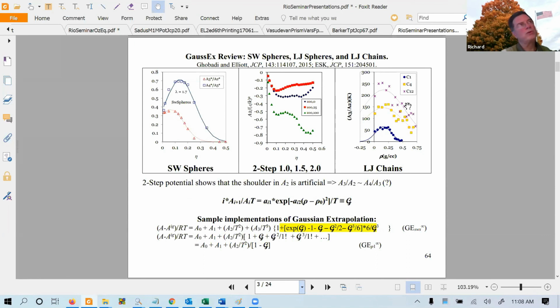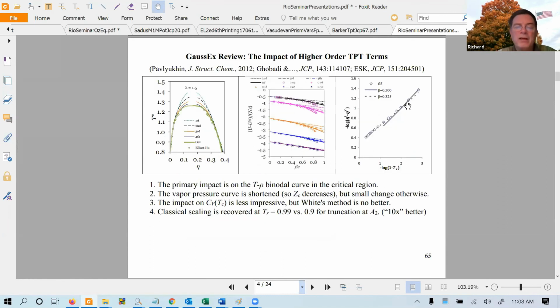Okay, so let's think about this from a really grungy engineering perspective. So we know the people who develop empirical equations of state for high precision, people like Wagner, Benedict-Webb-Rubin, these highly parameterized multi-parameter equations of state. What do they do to get that kind of accuracy around the critical point? Well, they add Gaussians.